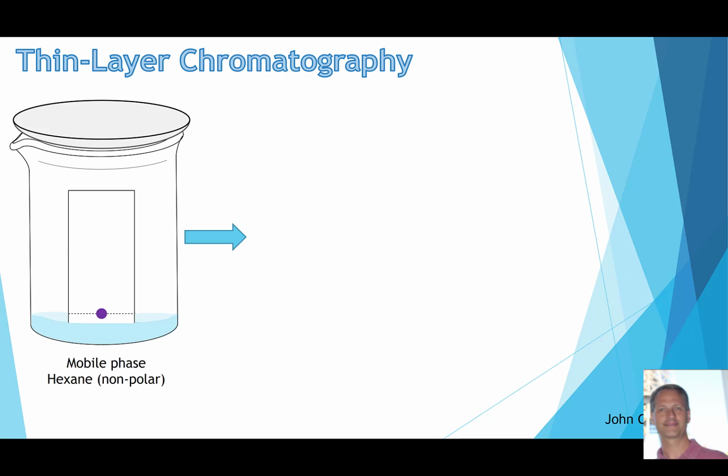Now back to our example. Let's take our TLC plate and place it into an elution chamber, here a beaker with a watch glass over the top of it, and let's use hexane. Hexane is a nonpolar solvent. Remember, our stationary phase is polar, and we have two components, one that's polar and one that's nonpolar, in our little spot there.